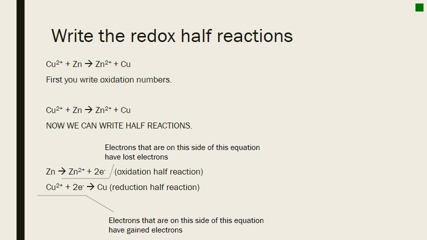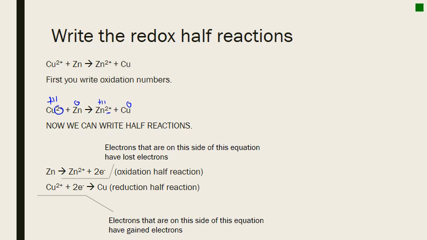So for example, if we have the equation Cu2+ plus zinc goes to zinc 2+ plus Cu. First we have to write oxidation numbers. Cu2+, for monoatomic ions it is the charge. Look, it's got 2+ here, so the oxidation number of it is +2. For zinc it's 0. For zinc 2+, remember it's got a charge here, so the charge is the oxidation number, so it's +2, and Cu is 0 because it's a pure element.